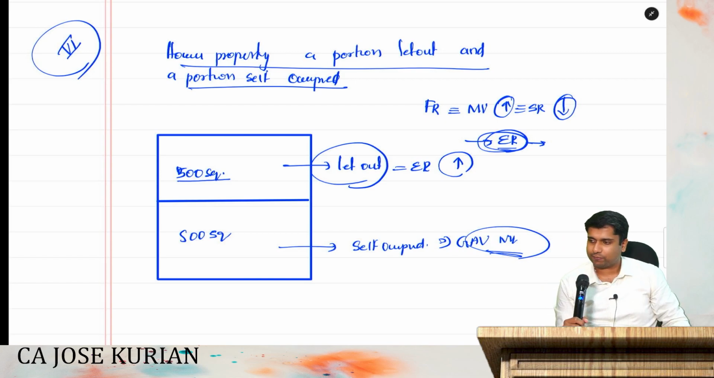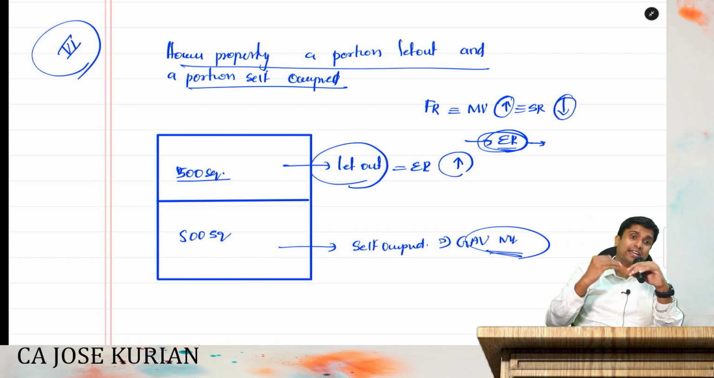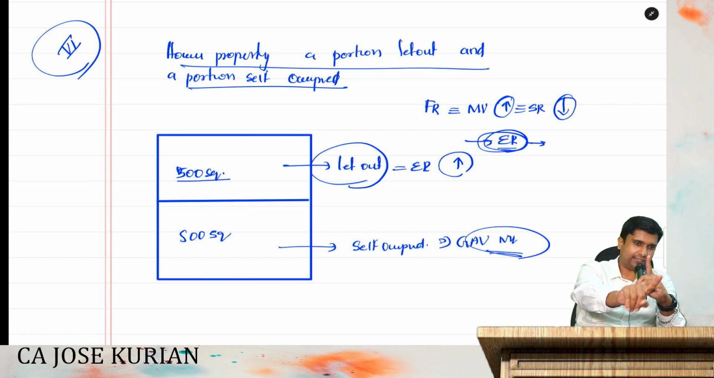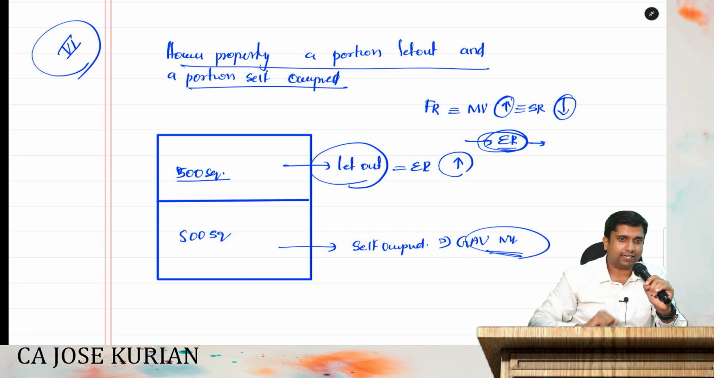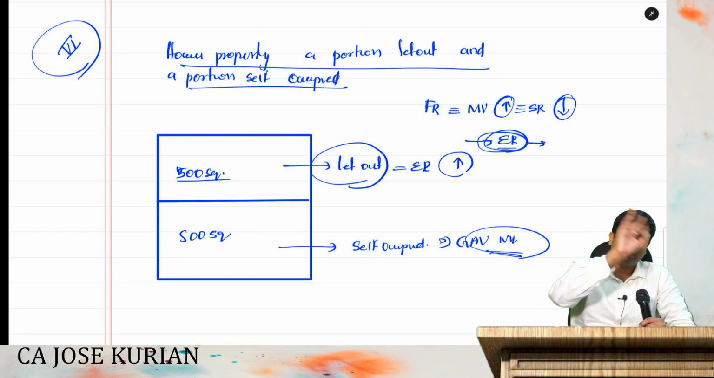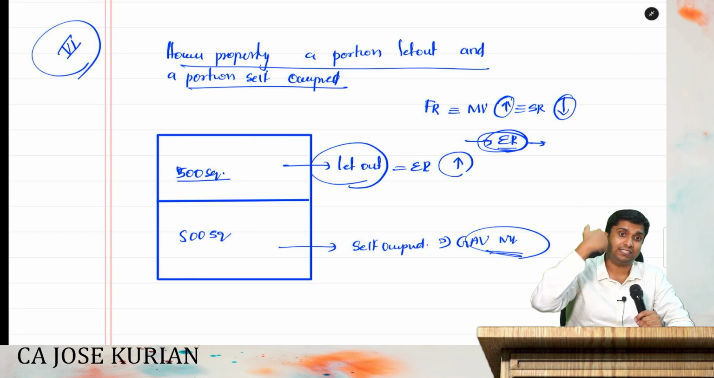However, there is one exception. If your actual rent is less due to what? Vacancy, then you can take that lesser actual rent itself as the expected rent. That is the only exception we have. Then from the gross annual value, you can deduct municipal taxes paid.